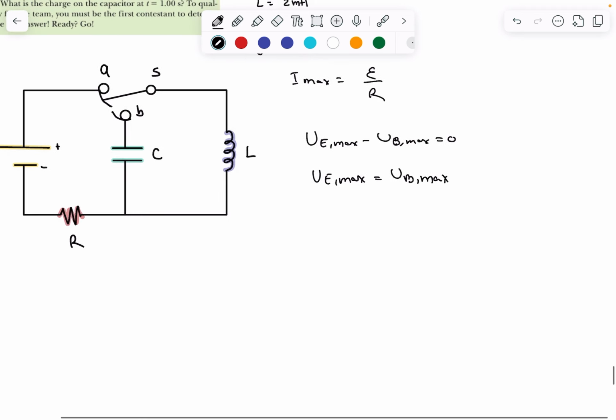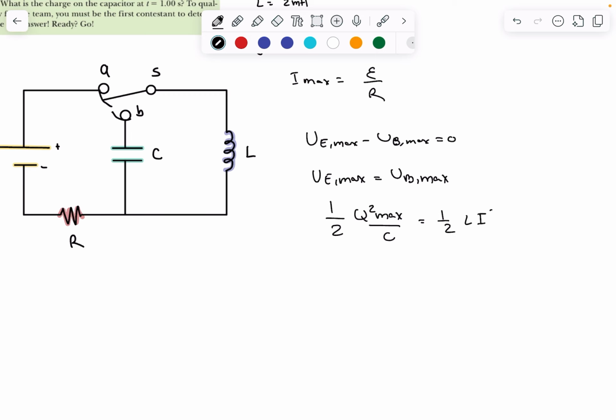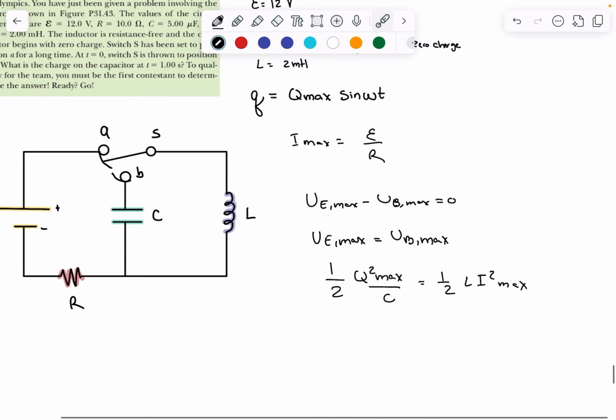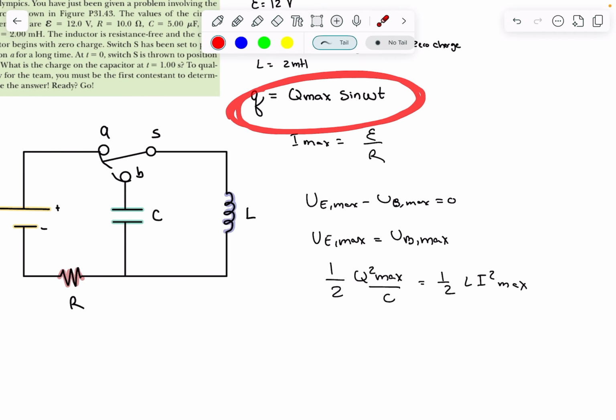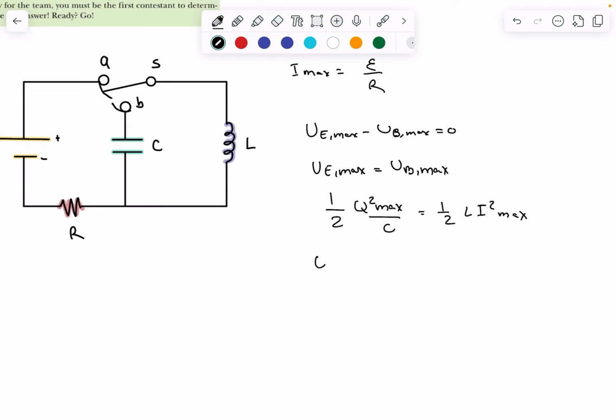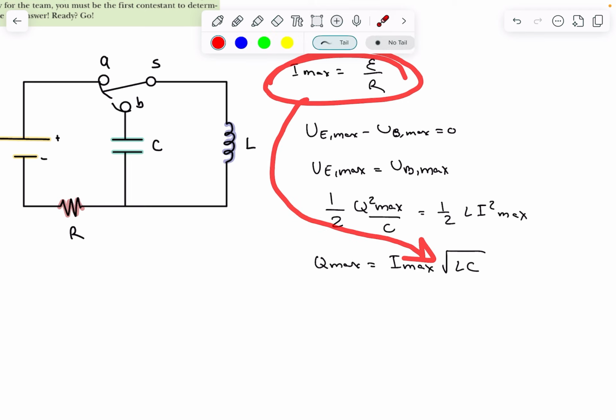Okay, so then we know what these two values are. This is 1/2 Q squared max over C, and this is equal to 1/2 L I squared max. Now what is Q max? The reason why we want to find Q max is because this is the equation we need to solve to figure out what the charge is on the capacitor. So then we get Q max is equal to I max square root of L times C. It makes sense why we have to figure out what I max was first, because we have to plug that in here as well.